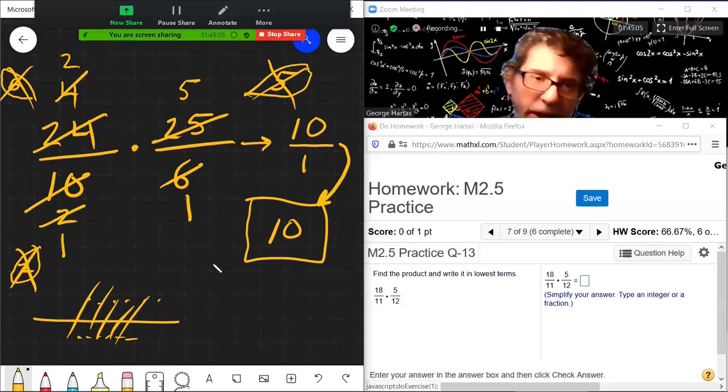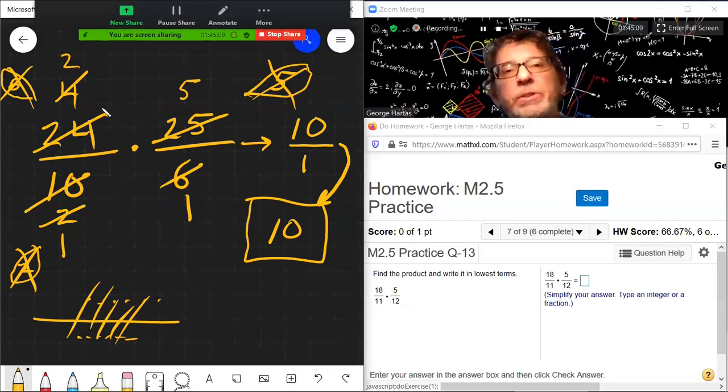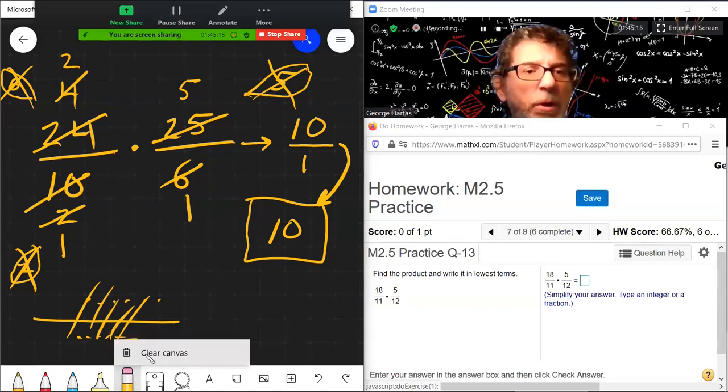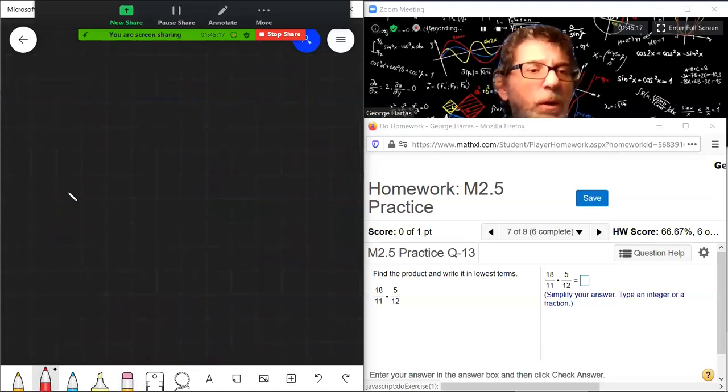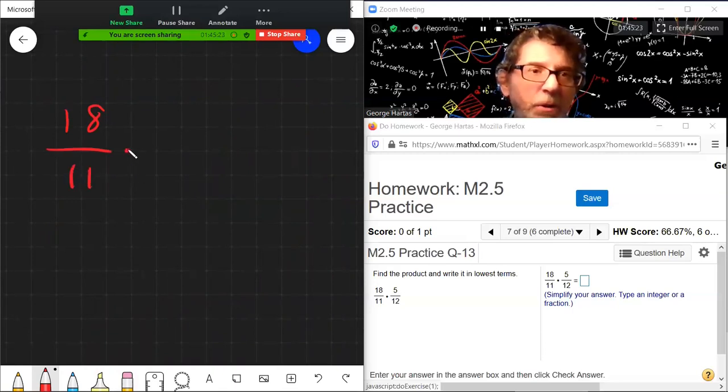All right, so that was a sidetrack there. You're not going to see this level of difficulty until Module 7 of Math 50. Okay, so let's keep rolling. So what do we got? We have 18 over 11. After doing that one, this is going to seem easy, right? 5 over 12.